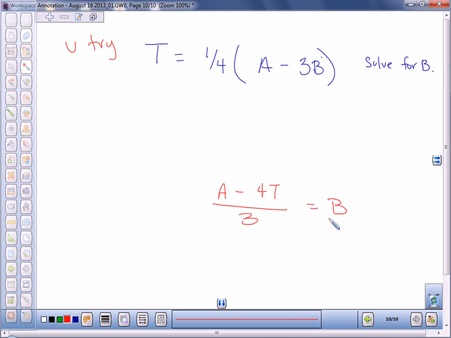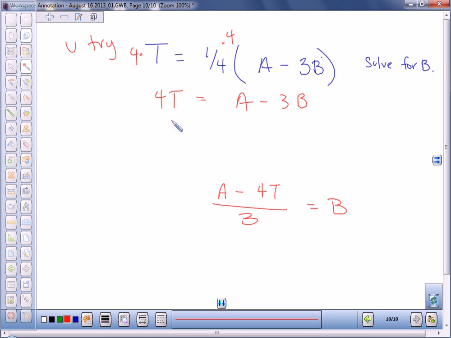So we're solving for b. We've got to move that 1/4 by multiplying by 4. So we get 4t equals a minus 3b. Subtract the a. So we get 4t minus a equals negative 3b.